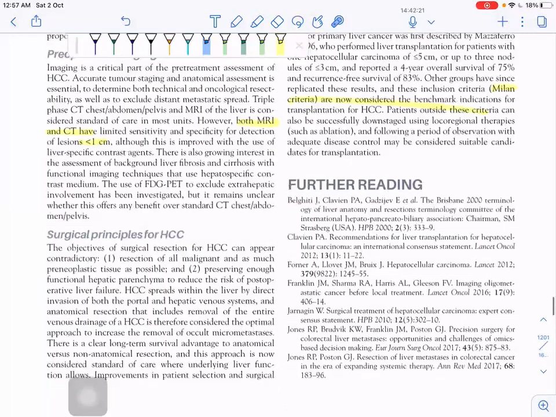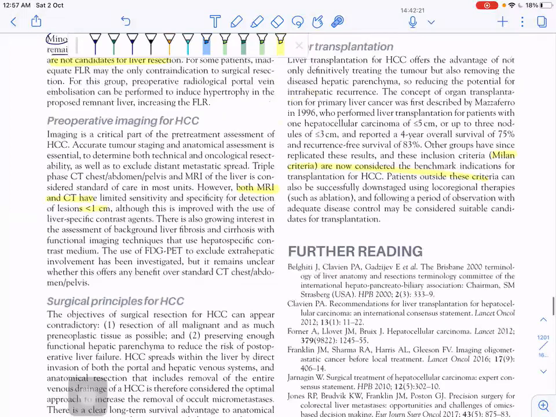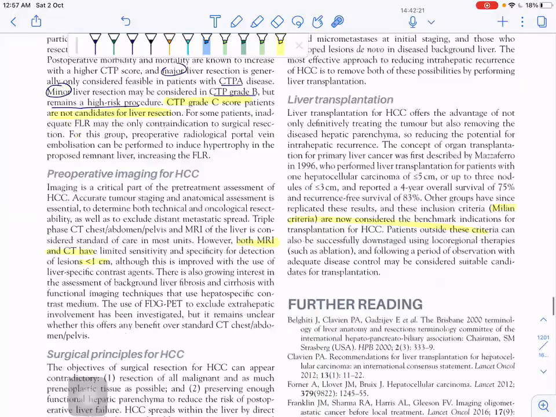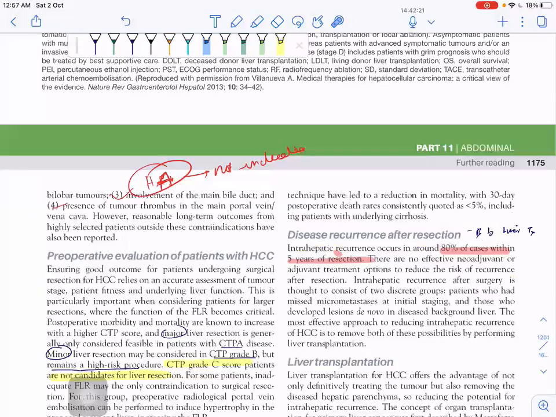Then this is recurrence after resection. Even after resection, HCC recurs. How many percentage? Intrahepatic recurrence occurs in about 80% of cases within 5 years of resection. For them, what is the best treatment? First, why is it recurring? This is because of missed micrometastasis or lesions developed de novo in the diseased background liver. For them, the recurrence is very high. Further, the best treatment is performing liver transplantation.